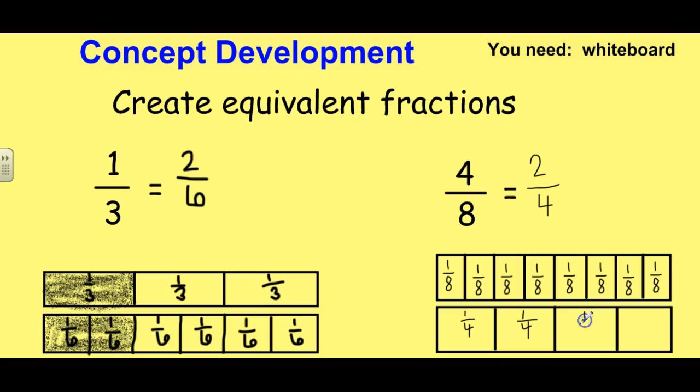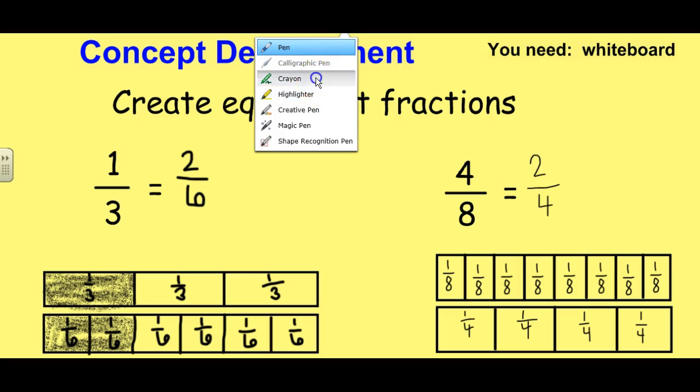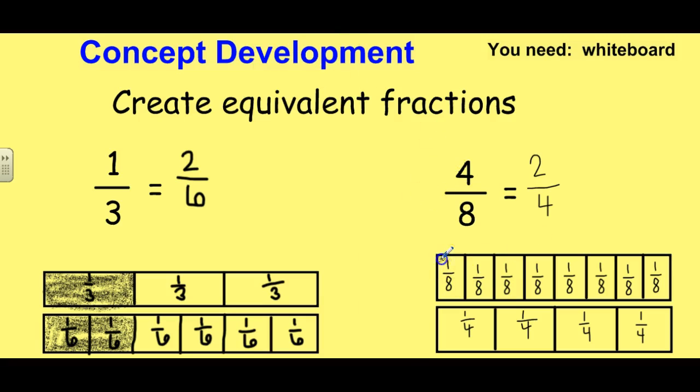And then we are going to shade 4/8 on the top part, and we are going to shade 2/4 on the bottom rectangle, and we're going to see if 4/8 and 2/4 are actually equivalent to one another. So make sure you're shading that on your paper. If your parts are not equal, just like mine are, then you're going to need to fix that so your parts are equal and you can really see if these fractions are equivalent or not.